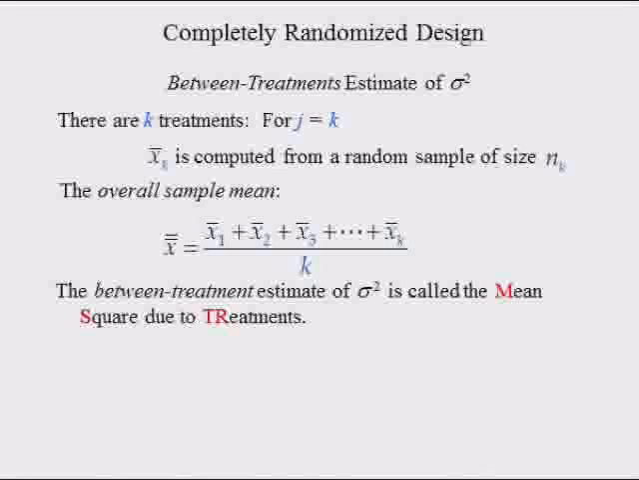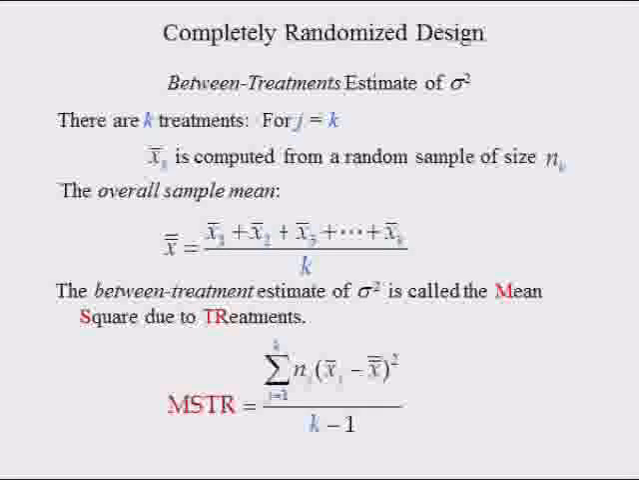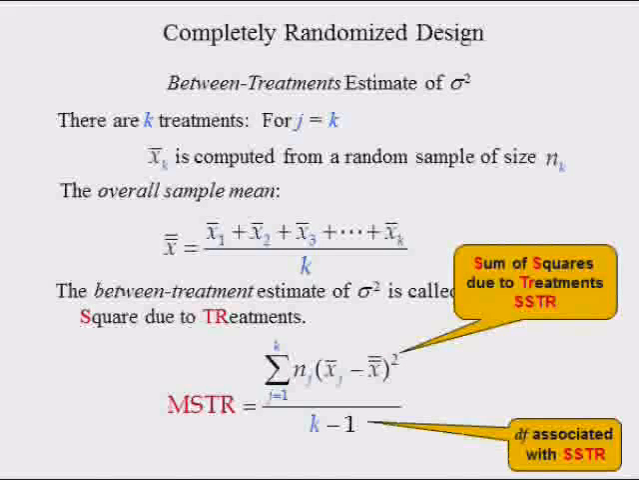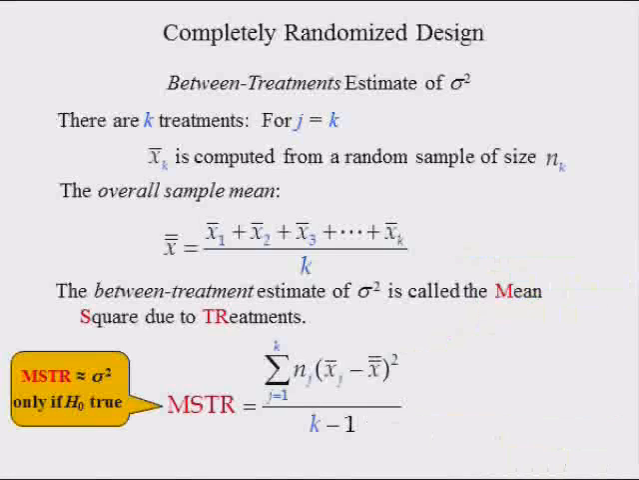The between treatment estimate of sigma square is called the mean square due to treatments and is denoted MSTR. Its numerator is called the sum of squares due to treatments, denoted SSTR. Its denominator is called the degrees of freedom associated with the sum of squares due to treatments. If the sample sizes are identical, intuitively, the mean square due to treatments is the product of n and the variance of the sample means.